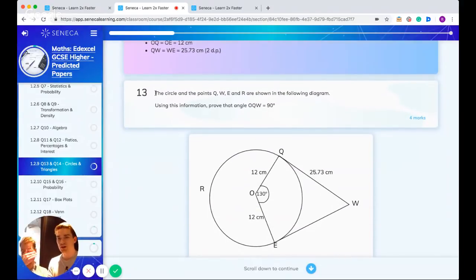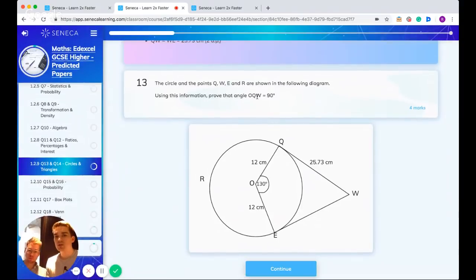And the question asks, the circle and the points Q, W, E, and R are shown in the diagram. Using the information, prove that OQW equals 90 degrees.